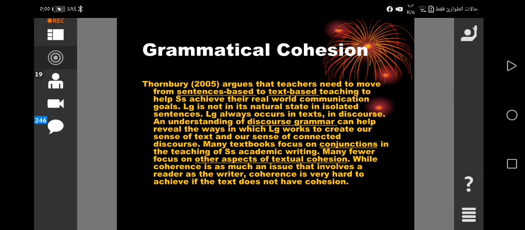Alright, that's it for today. That was grammatical cohesion. Next session I discuss vocabulary cohesion, lexical cohesion.